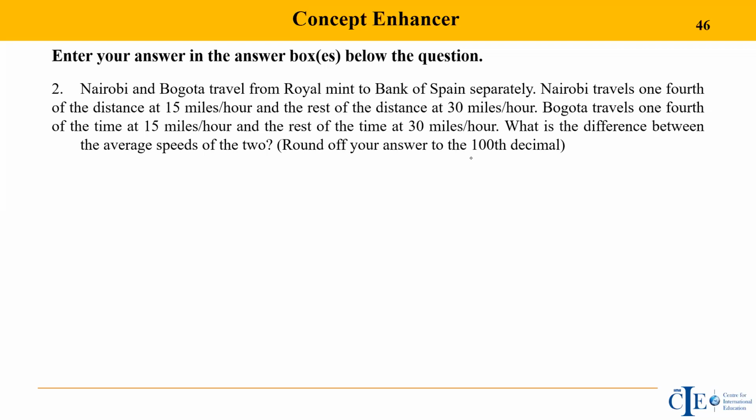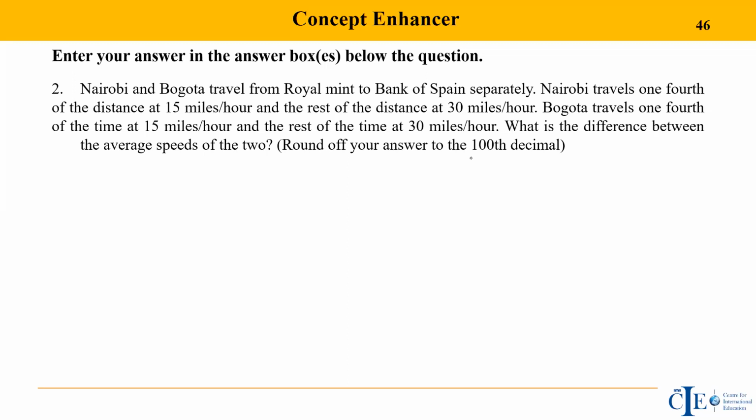Yeah, okay, let's check. 2.25 is correct. But who's faster of the two? The Nairobi or the Bogota? Which one? The first or the second guy? The second one, right? Okay, perfect.